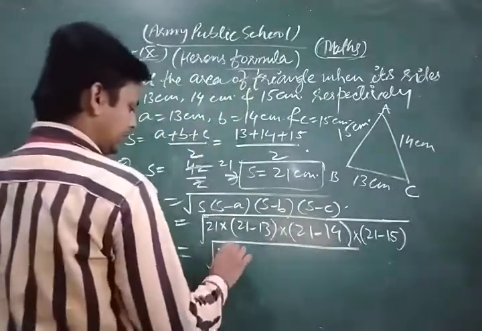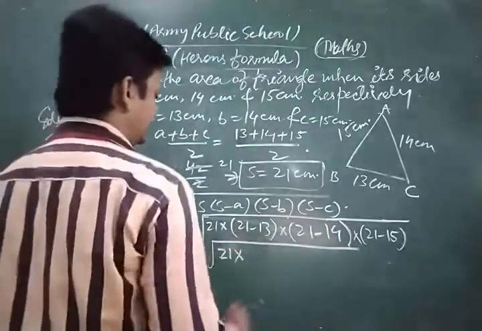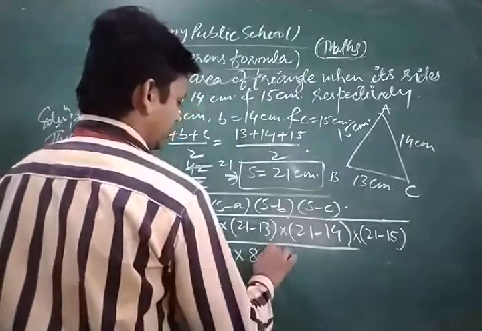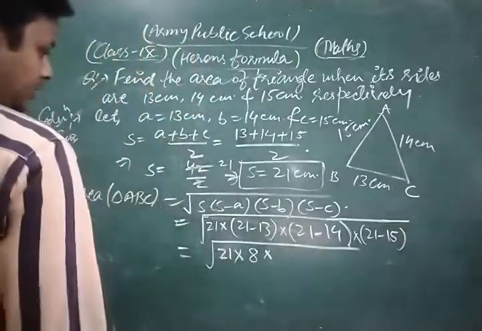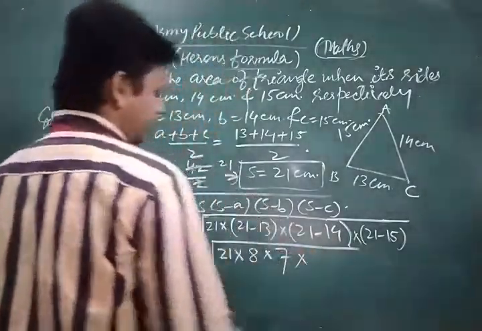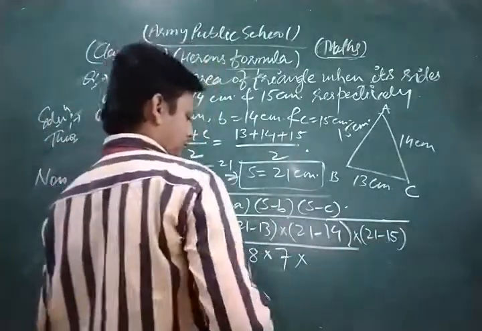21 write as it is. Now here what do I get? This is 21 minus 13, this is 8, into 21 minus 14, this is 7, into 21 minus 15, that is 6.